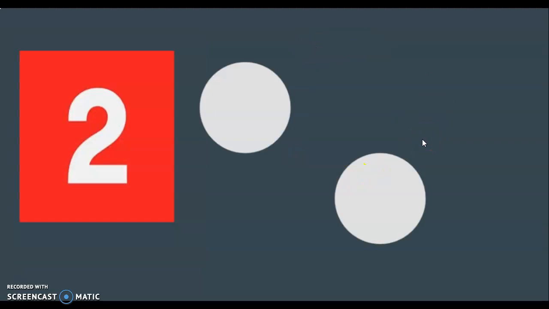The number that comes after the 1 is the number 2. On this slide, we have 2 circles. Since we have something on our page, we know that we're starting to count at the number 1. So we have 1, and then 1 more than 1 is 2. So we have 1, 2 circles.